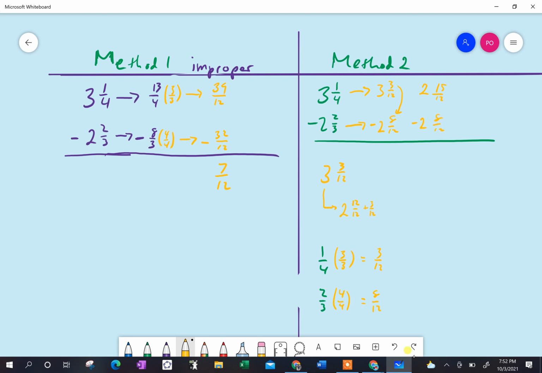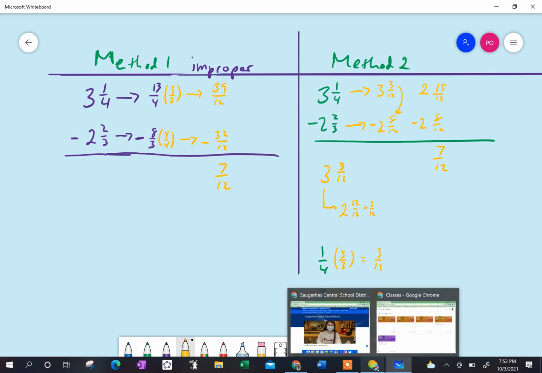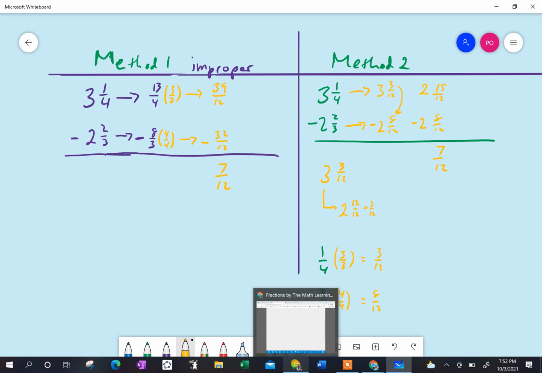Well, nice thing here now is this. 2 minus 2 is 0. And then 15/12 minus 8/12 is 7/12. I want to take a quick look at what this looks like in the fraction app.